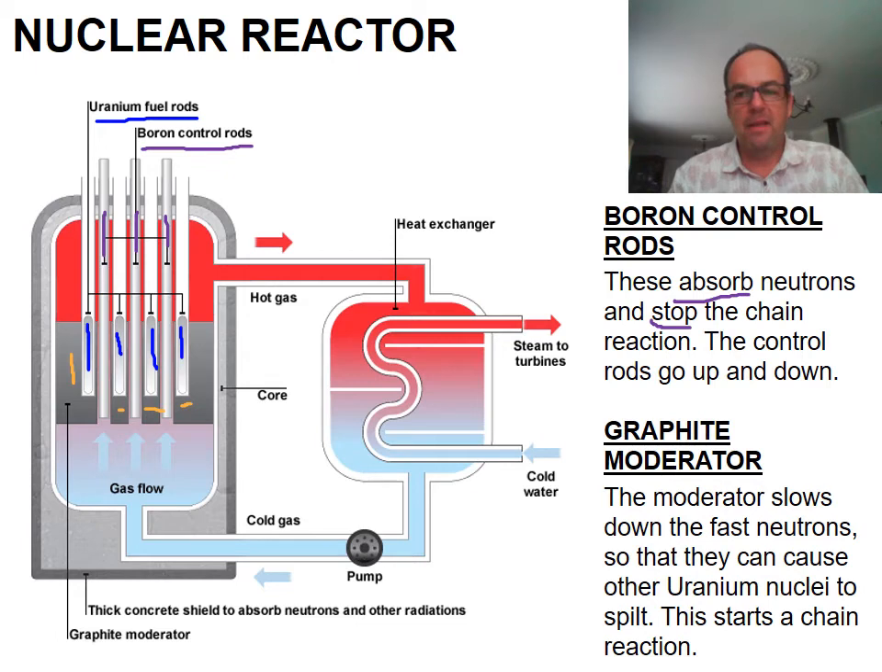The other thing here, as we mentioned, is the graphite moderator. Now, if we go back to the previous equation, you'll notice that we need a slow-moving neutron to cause nuclear fission, but you get 3 or 2 fast-moving neutrons. So we need to slow the fast-moving neutrons down if we're going to get a chain reaction, and that's what this graphite moderator does. It absorbs some of the kinetic energy of the fast-moving neutrons, and they slow down, and then they can go on and they can be absorbed by other uranium-235, causing a chain reaction and more nuclear fission.